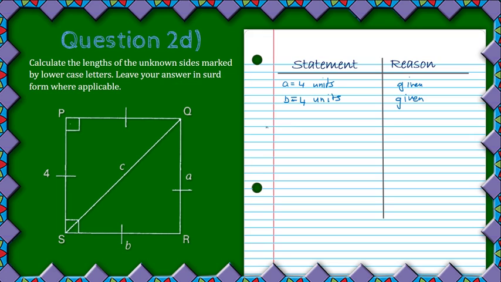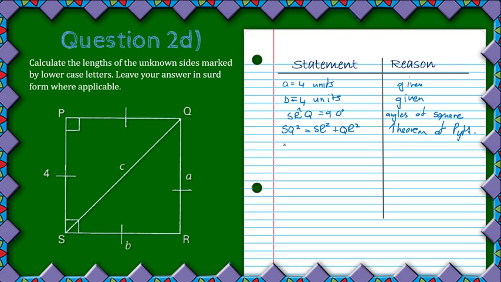Then C, and since this is also a right angle triangle, we can state that SRQ is equal to 90 degrees. Since it's not shown in the diagram, we can just say that it is the angles of a square. Then we can say that SQ squared is equal to SR squared plus QR squared. Why? Because of the Theorem of Pythagoras.